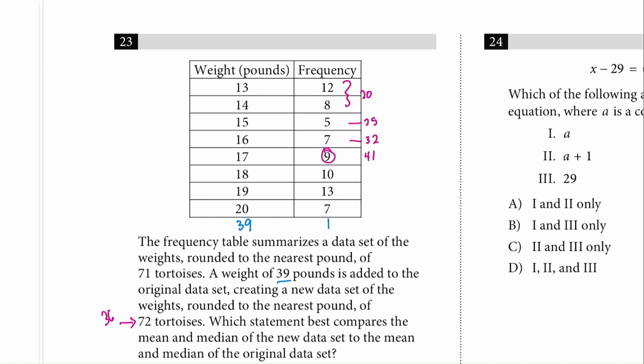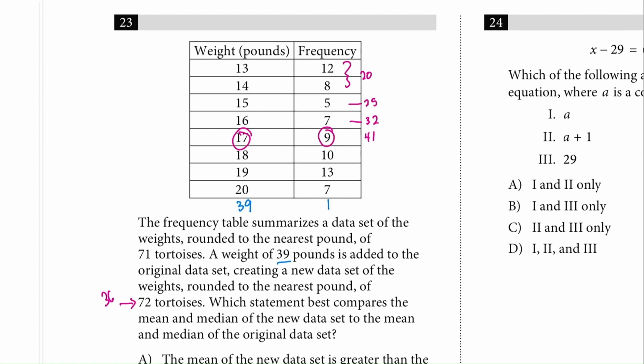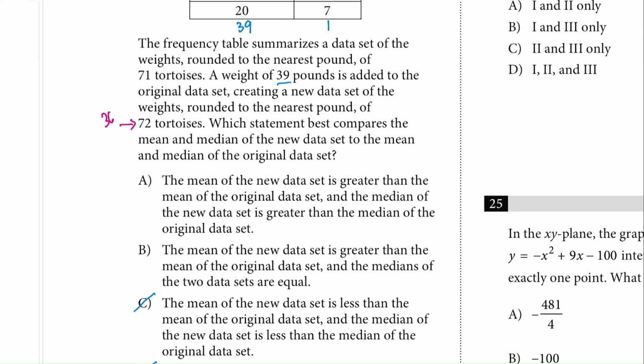That's the frequency. I'm sorry, it's actually going to be 17, because the 36th number is going to occur within this frequency of 17 pounds here. So the median is actually going to remain the same. So this is going to be answer B here.